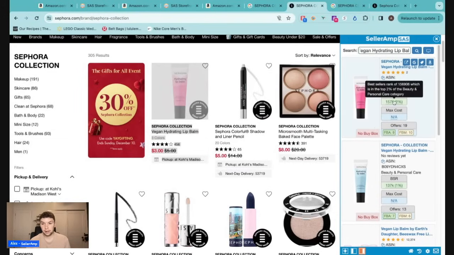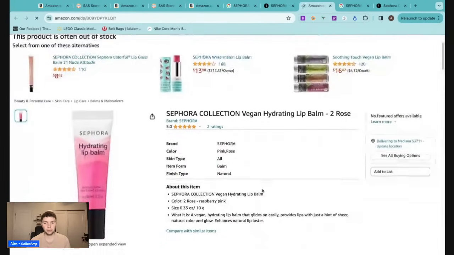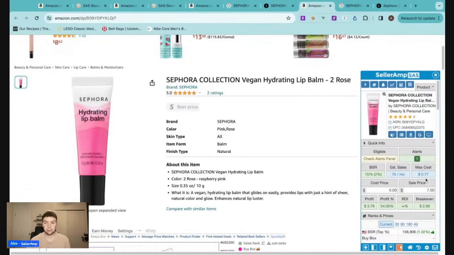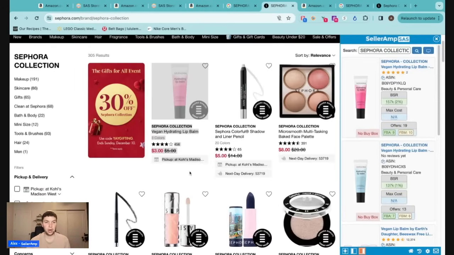Now we see that direct match here, 157K rank, not horrible. And it looks like there's a couple colors. Hopefully we have that direct match here. 19 sellers on the listing, no buy box, but that's okay. We can still sell products with no buy box. So we can see this product is selling for $7, which puts us at a max cost pretty low, much lower than what we are able to purchase it for on Sephora.com.